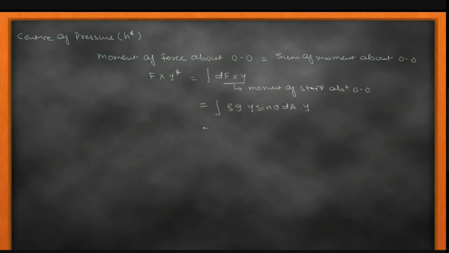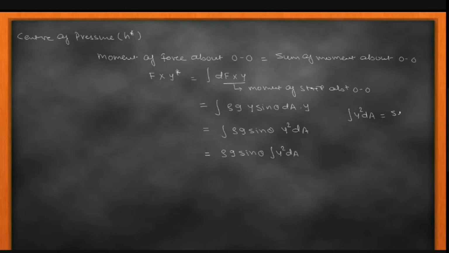So rearranging the terms, integration of rho G sine theta, and here we get y square into dA. Now we kept the constant out of this integration, that rho G into sine theta, that is not a variable, it is a constant. So we get the y square into dA, again integration y square into dA. dA is the area and y square is a distance.